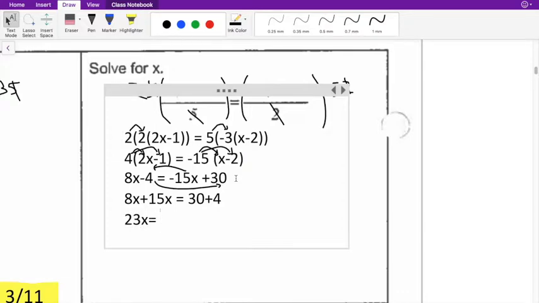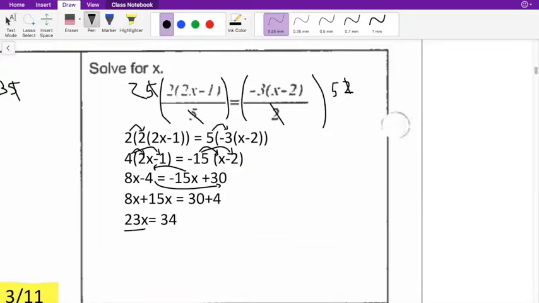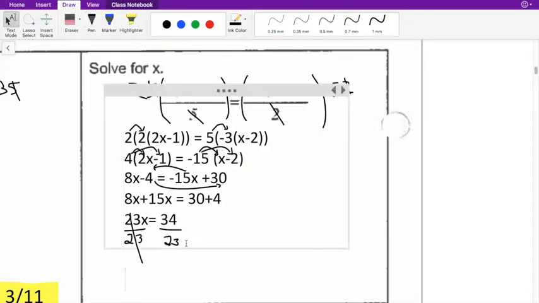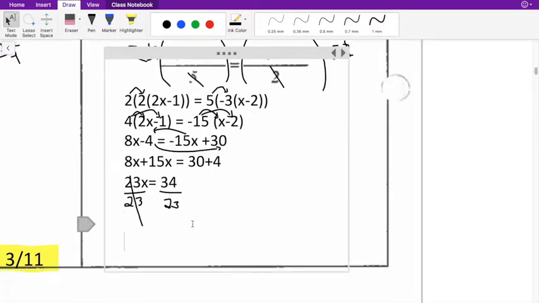equal to 34. And then we have to divide to get rid of this. Divide this by 23. Whatever we do to one side, we have to do to the other. Those are going to cancel, and I'm left with x equals 34 over 23. Now we can't reduce that any further.